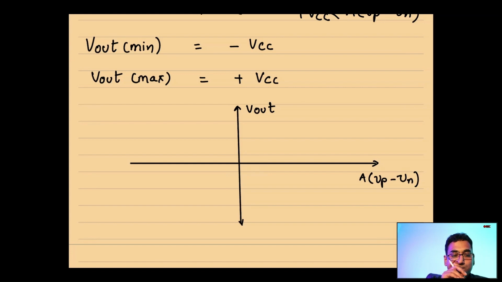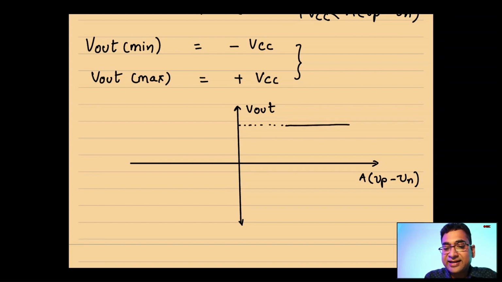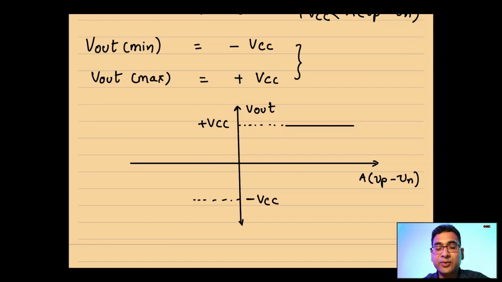Now what I'm going to do is to simply show you these two expressions in a graph. What it means is the output maximum is going to be plus VCC. The output minimum is going to be negative VCC. Negative VCC is going to be the output minimum.